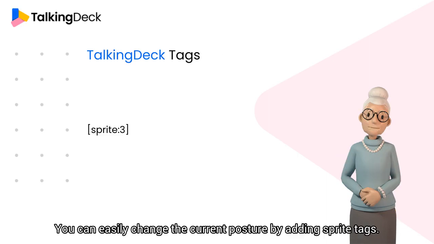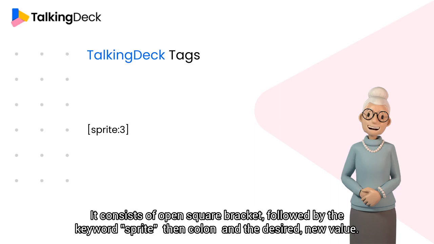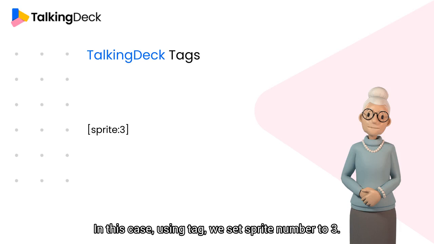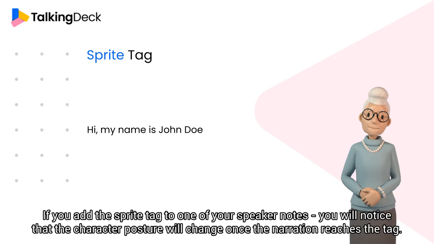You can easily change the current posture by adding sprite tags. Here is an example of a sprite tag. It consists of open square bracket, followed by the keyword sprite, then colon, and the desired, new value. The last character in the tag is closed square bracket. In this case, using the tag, we set sprite number to 3. If you add the sprite tag to one of your speaker notes, you will notice that the character posture will change once the narration reaches the tag.